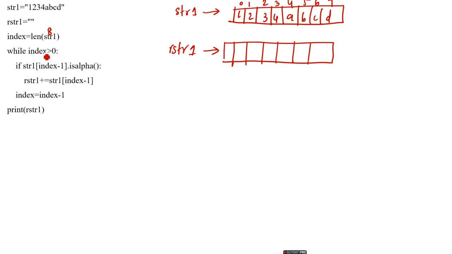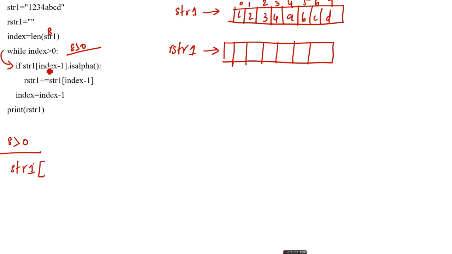Now it is a while loop. Index is greater than 0. That is, 8 is greater than 0. If the condition is true, we have to come inside the loop. Inside the loop, we can see an if condition.